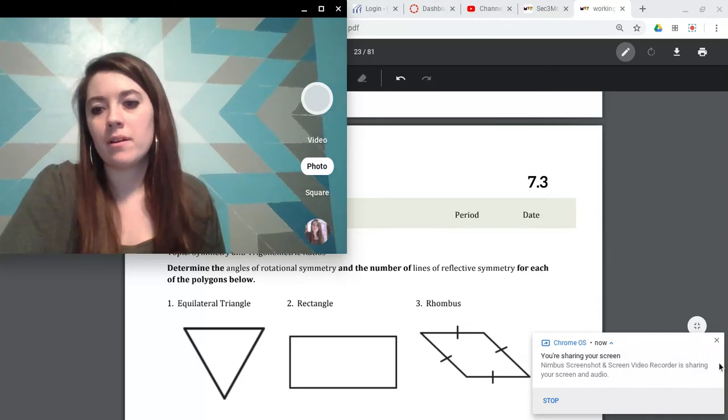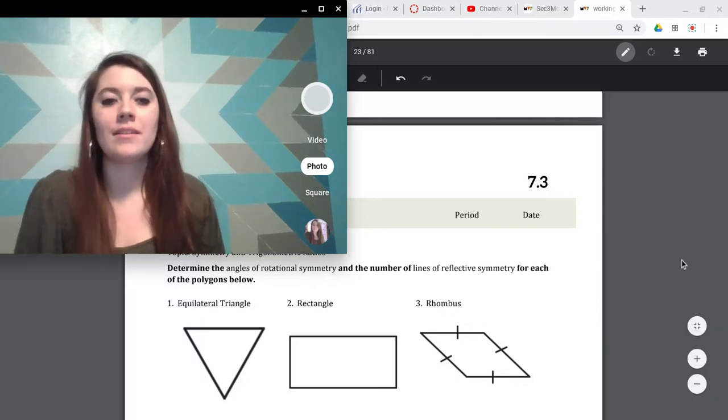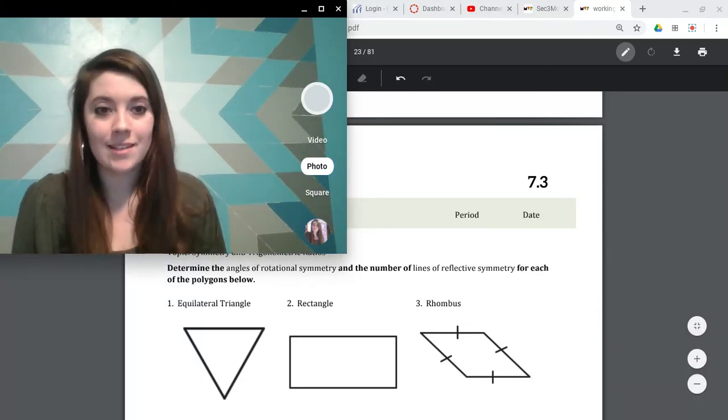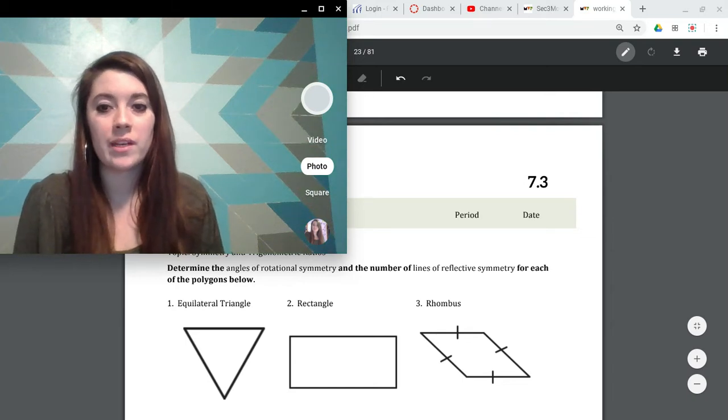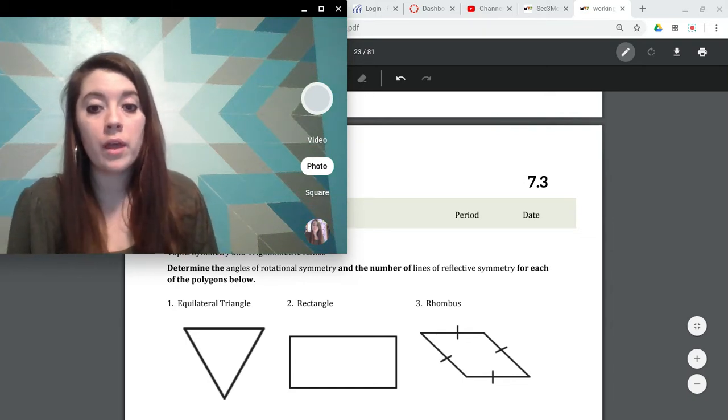Hello everyone! So once again, we are looking at our next lesson. We're looking at 7.3 today. This will be the last lesson that you'll have for the week.